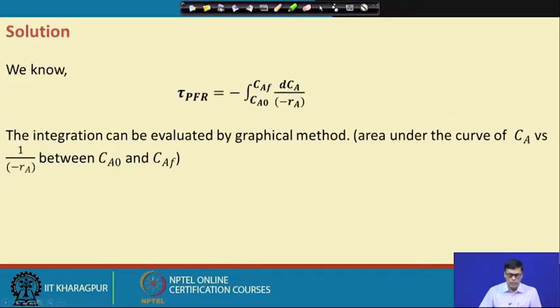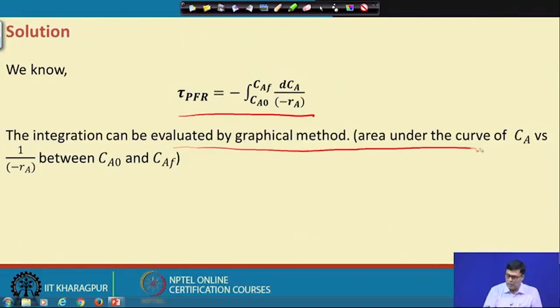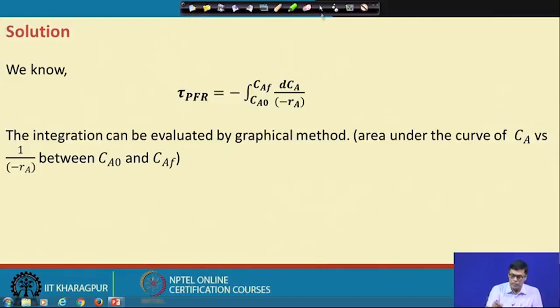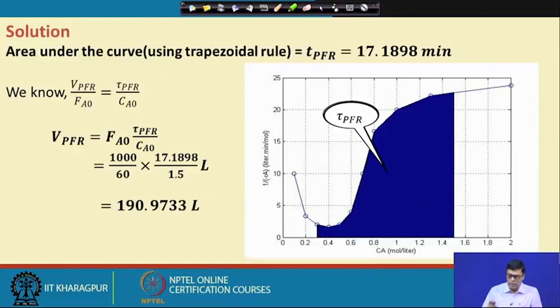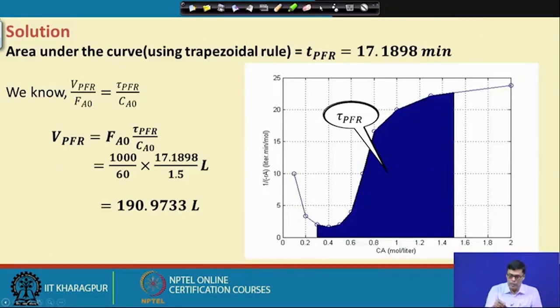Now the equation for tau of the plug flow reactor is the same as for your batch reactor. The integration can be evaluated graphically under the curve of CA versus 1 by R, from CA0 to CAF. Now this is the curve that we have, this point is 1.5, and this is 0.3 mole per liter. So the area under this curve, I showed you how to calculate, and then you can find out tau of the plug flow reactor.